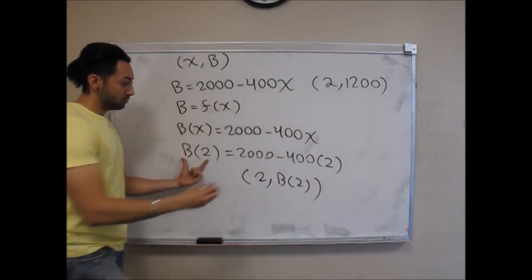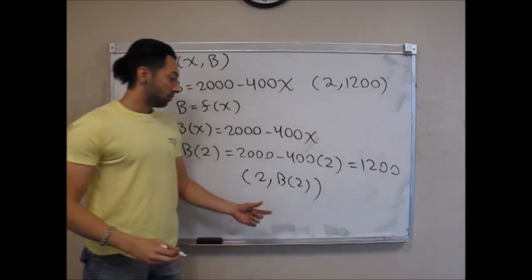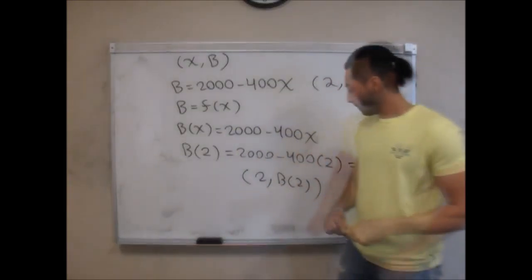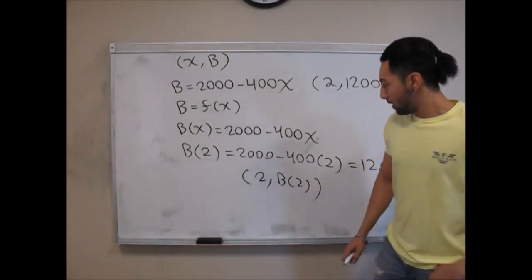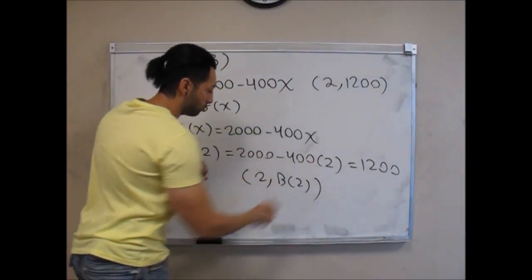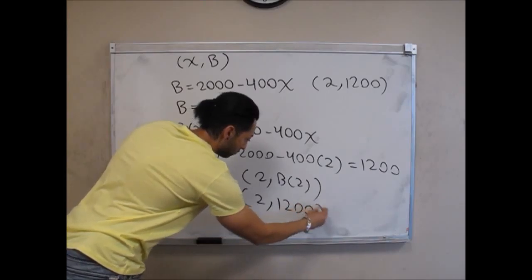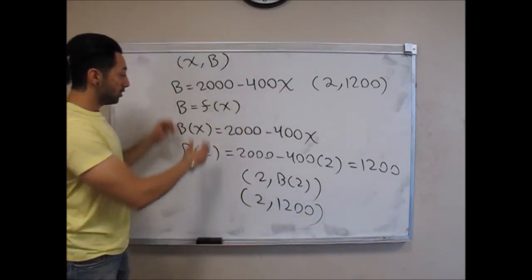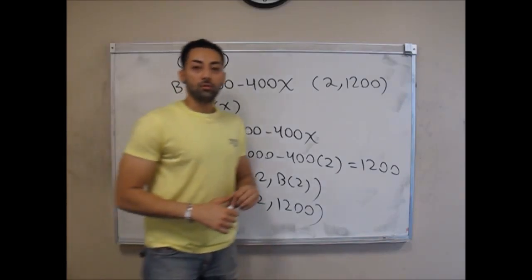And we know that b of 2 is equal to 1200 as before. It's just that this is the new notation that we use now for it. So 2 comma b of 2, and since we know that b of 2 is equal to 1200, this is still the same, 2 comma 1200. So you still get the same answer, the same ordered pair, it's just we're trying to use this new function notation to evaluate our inputs.